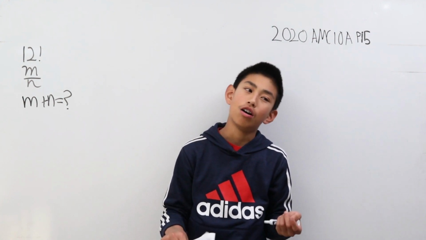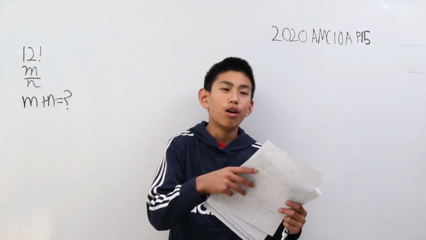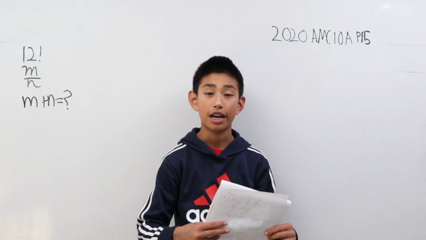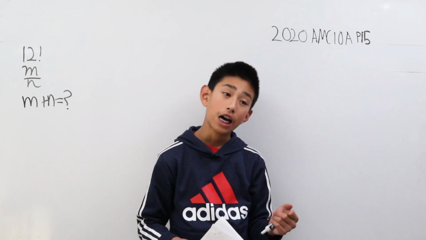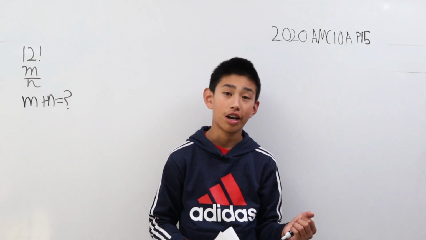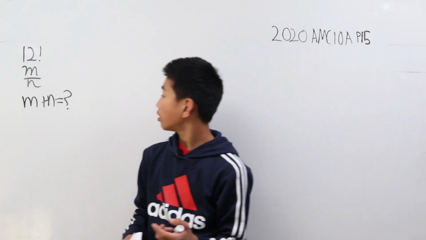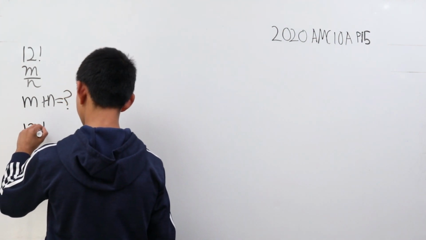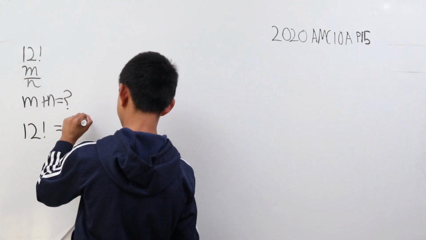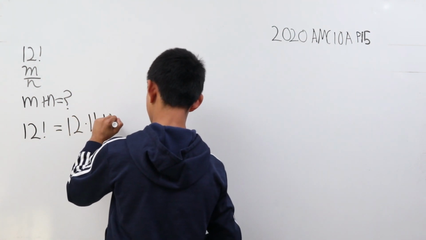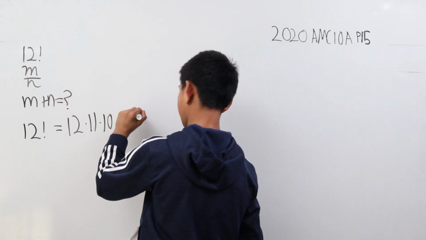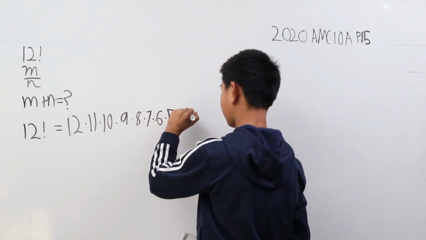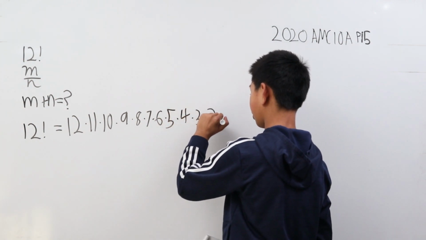Now you might go about listing out what 12 factorial is, counting up all the squares, then dividing by 12. That is incorrect, because there are more squares than meets the eye to 12 factorial. Let's just write 12 factorial out. 12 factorial is 12 times 11 times 10 times 9 times 8 times 7 times 6 times 5 times 4 times 3 times 2 times 1.